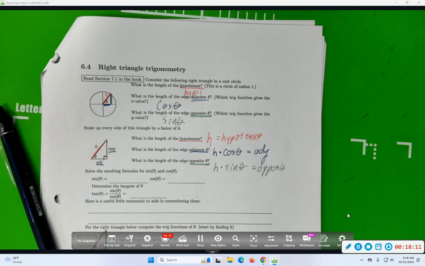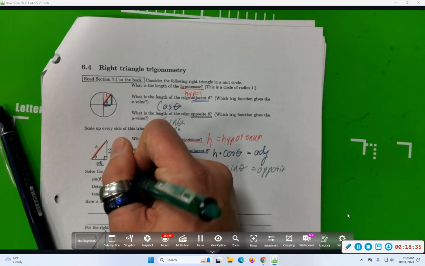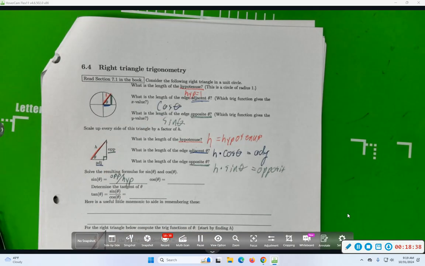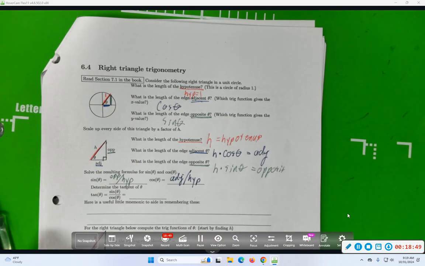Yeah, so take a look at that. Tell me, what is sine theta equal to? You want to solve that for sine theta? Yeah. Opposite divided by h. h is hypotenuse. Opposite divided by hypotenuse. What about cosine theta? Nice. And it says here to use the tangent as sine over cosine to figure out tangent.